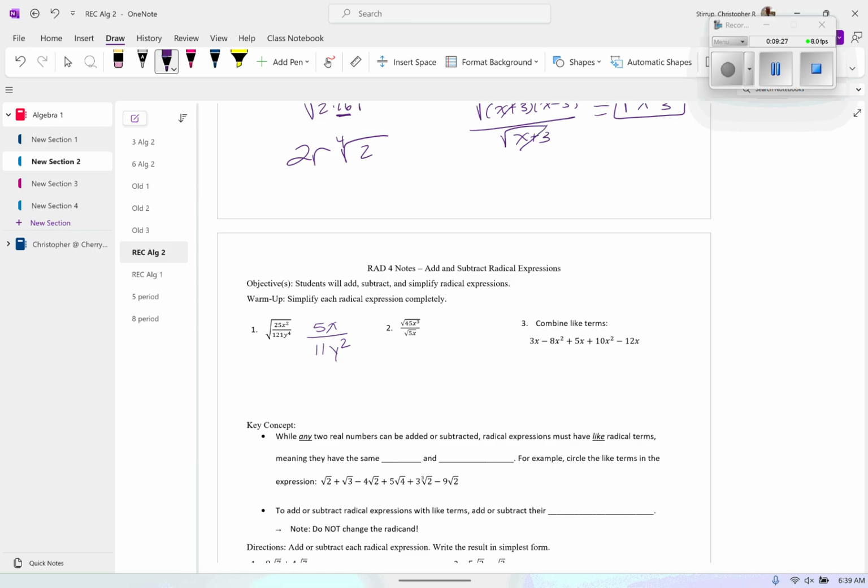Number 2, let's see, I'm going to reduce it first. 5 goes into 45 9 times. Tug of war with the x's, top wins by 2. Square root of 9 is 3. Square root of x squared is just x.